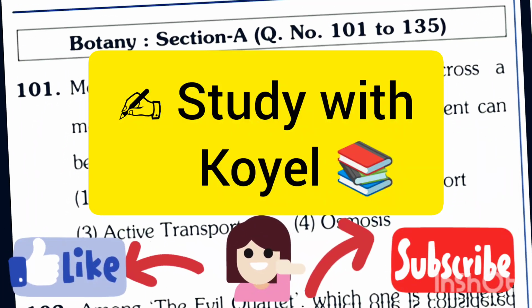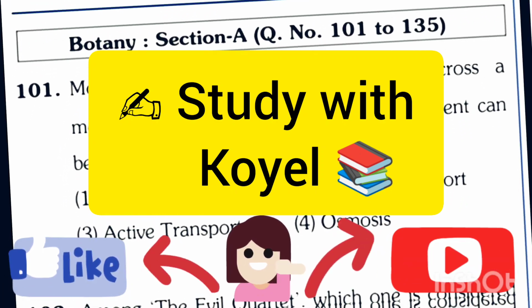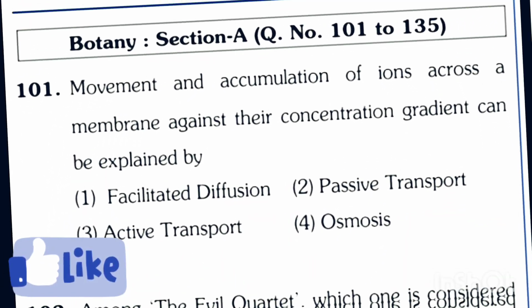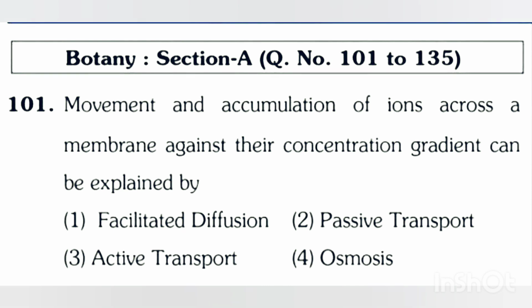Now we discuss about NEET 2023 Botany question paper. So the first question is: movement and accumulation of ions across a membrane against their concentration gradient can be explained by active transport.